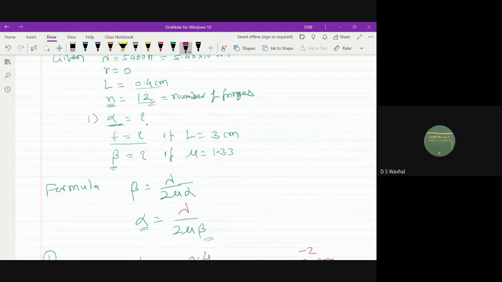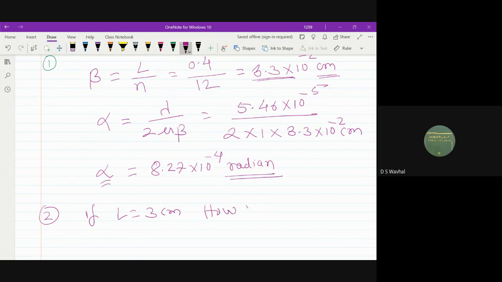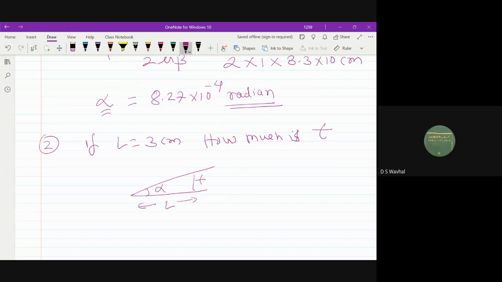Second, what we have to find? Thickness if the length is 3 centimeter. So second, if L equals 3 centimeter, how much is T, thickness? Now in this, let us see, this is our wedge-shaped air film, this is length here, and here is the thickness. And this angle is alpha. And alpha is small, so we can directly write alpha equals T upon L, or T equals alpha into L.